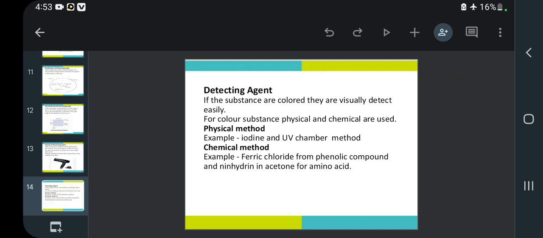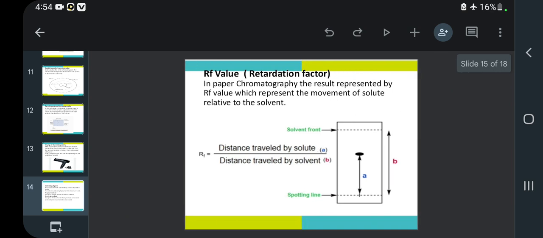Detecting agent. If the substances are colored, they are visually detected easily. It is a very important point: if the substances are colored, we can see them clearly. For colorless substances, physical and chemical methods are used. Physical methods: iodine and UV chamber. Chemical methods: ferric chloride for phenolic compounds and ninhydrin in acetone for amino acids.